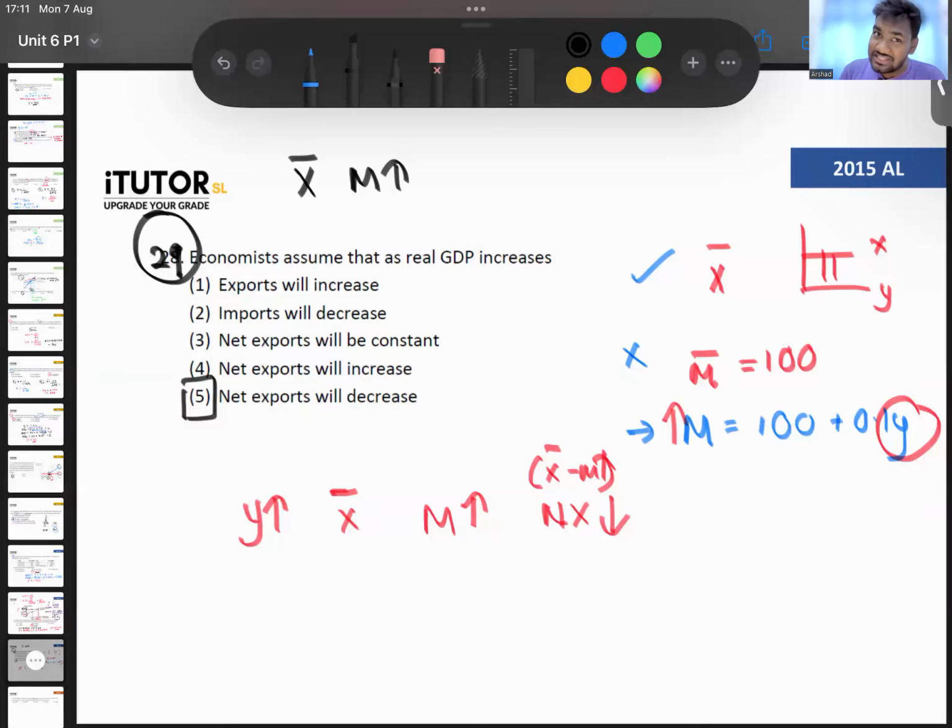So if exports are the same and imports are increasing, what is happening to your net exports then? Net exports are coming down, no? Net exports means exports minus imports. Imports are increasing. So basic maths, net exports come down. So your answer has to say either exports will remain constant, or imports will increase, or net exports will decrease. The only thing that talks about that is answer number 5.